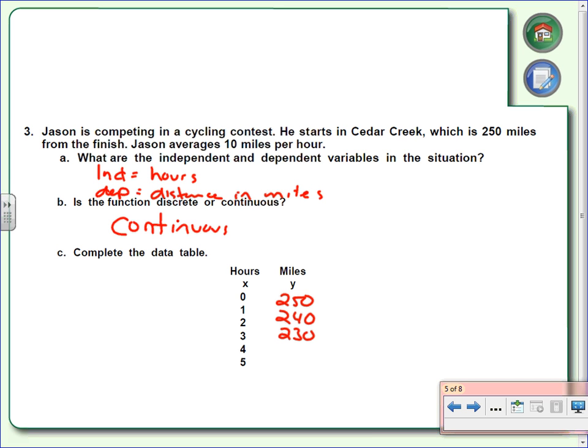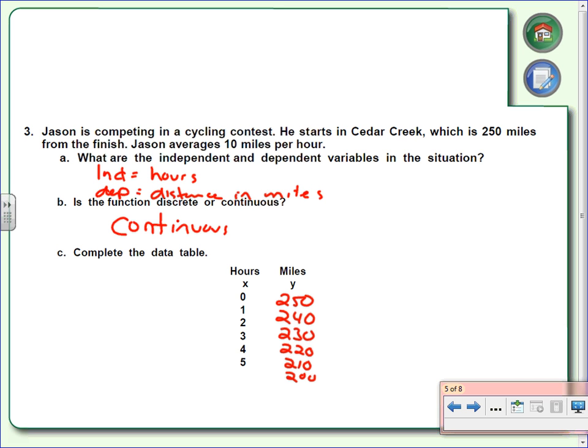The next one, what should the next one be? 220. The next one should be 210, 200, and then so on and so on. Okay, so every hour that passes, he gets 10 miles closer and closer to the finish line. All right, so that completes our table. Any questions on number 3?